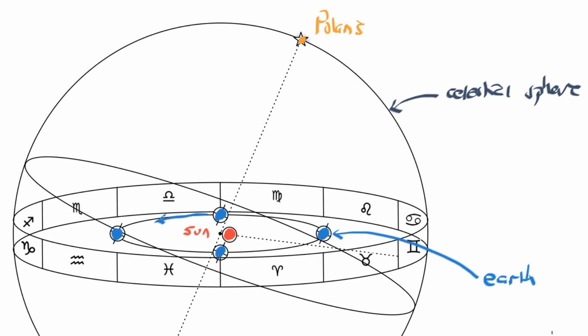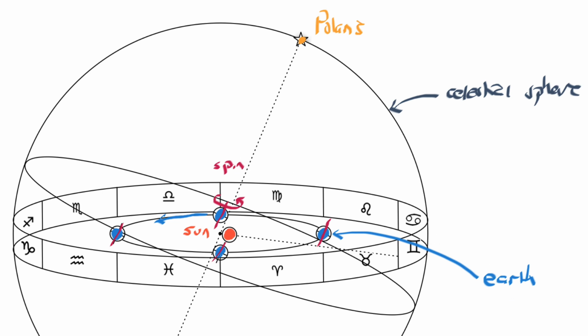Also notice that the axis of the Earth is tilted. So if I were to point out the axis of the Earth, this red line right here would indicate the axis of the Earth. There, there, there, and there. And the Earth is rotating about its own axis. So I'm going to draw an arrow here representing the fact that the Earth is spinning around its own axis. So that's the spin of the Earth.